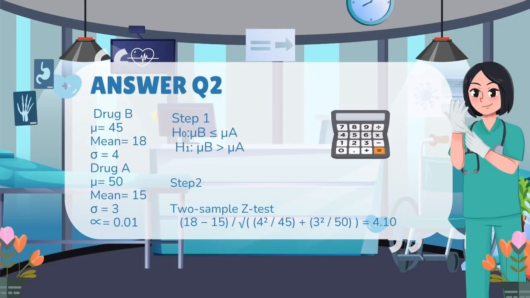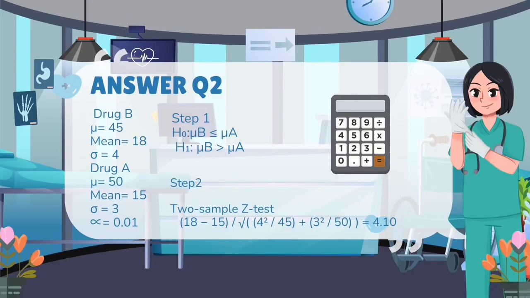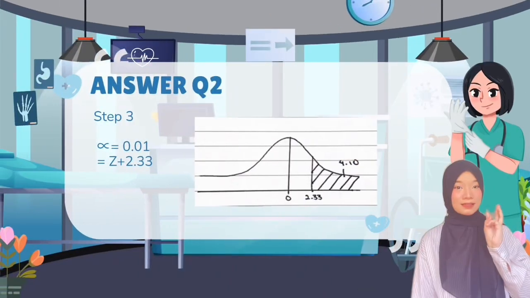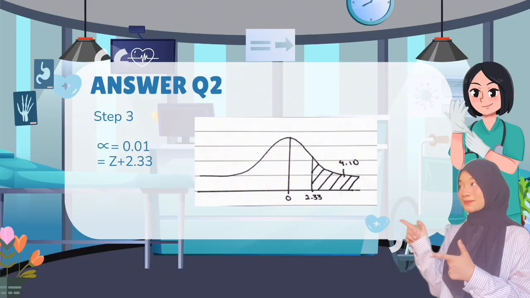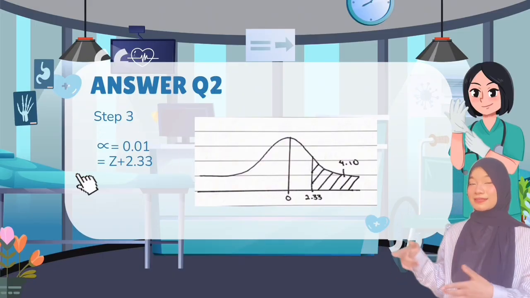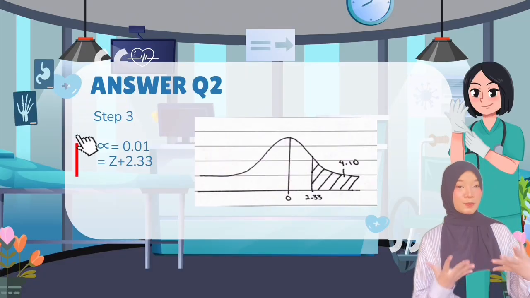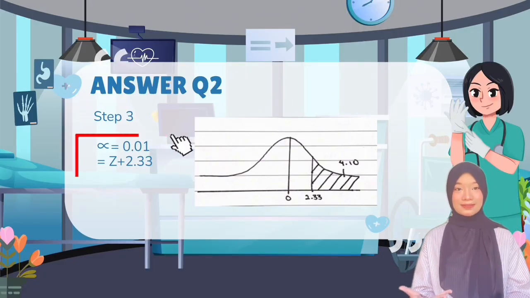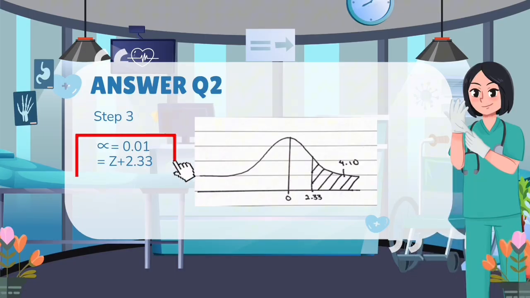Mathematically, we calculate this as 80 minus 15 divided by the square root of 4 squared over 45 plus 3 squared over 50. This calculation results in a test value of Z equal to 4.10. For step 3, we are testing at a significance level of alpha equal to 0.01. Looking at the standard normal distribution table for a right-tail test, our critical value is Z equal to positive 2.33.